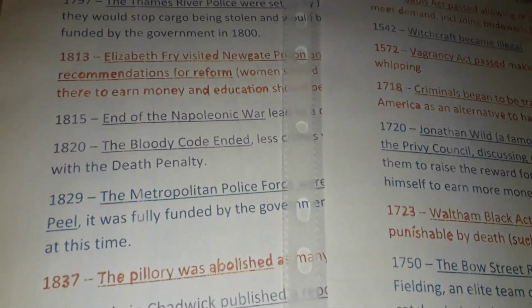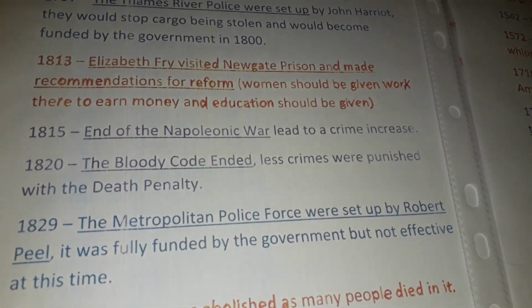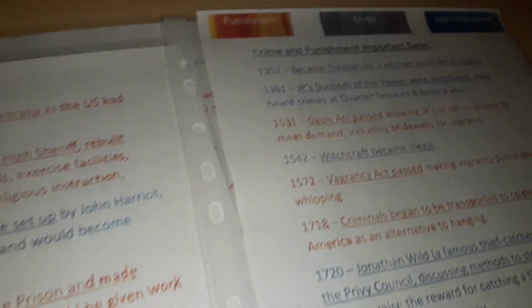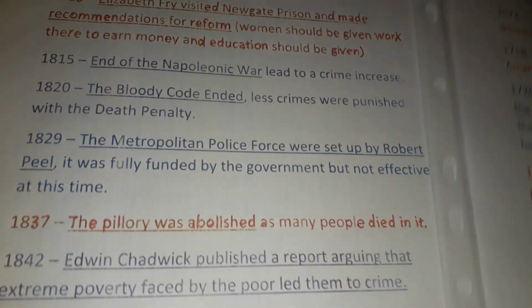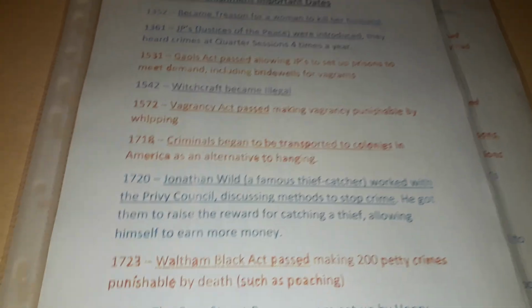Some things just confuse me, like the bloody code ending. Fewer crimes would be punished with a death penalty. I would probably consider that punishment now, instead of how I've put it as crime, but that one was obviously just a mistake. So yeah, thank you and goodbye.